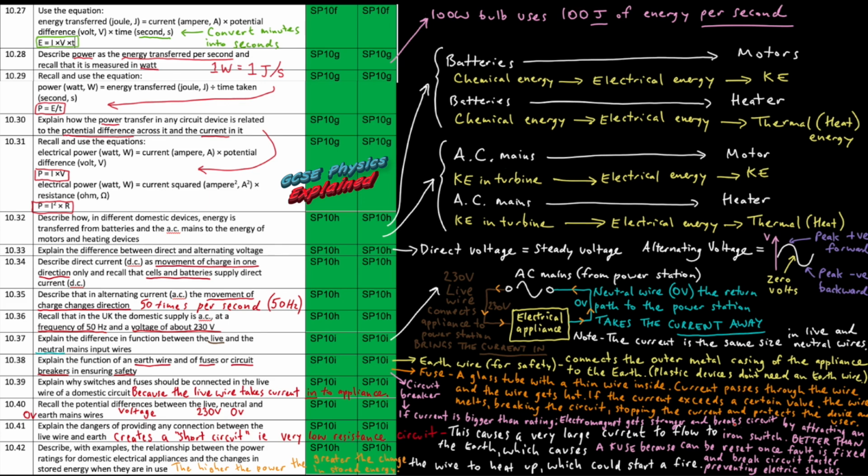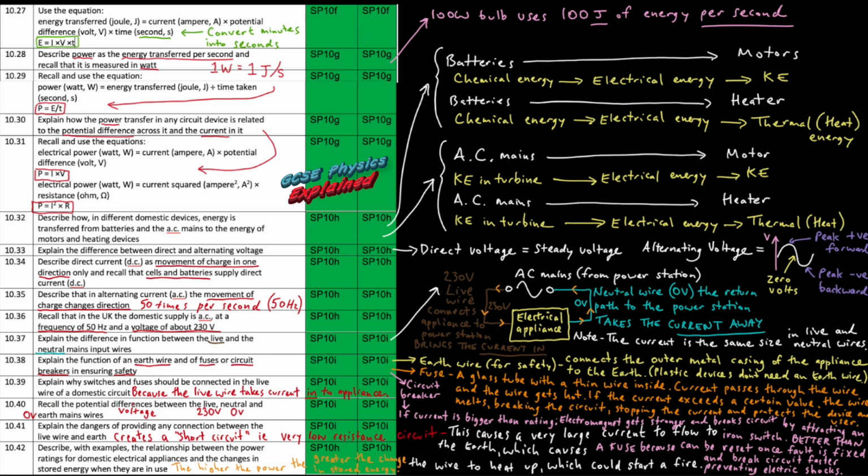Now, if they ask what's best, a fuse or a circuit breaker, it's a circuit breaker. Circuit breakers are better than a fuse because they can be reset once the fault is fixed. And they also break the circuit faster, which prevents electrical shocks. A fuse doesn't really prevent electrical shocks, not straight away, because the fuse has to get hot, so it can take a little bit of time to melt before it breaks the circuit, whereas the circuit breaker just breaks straight away, so much better.